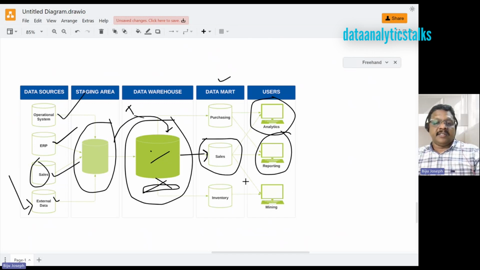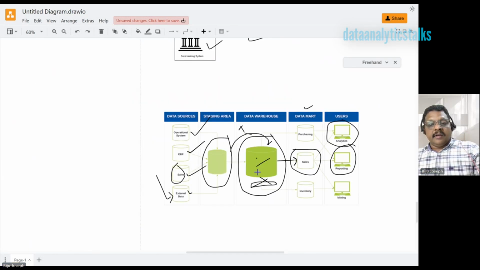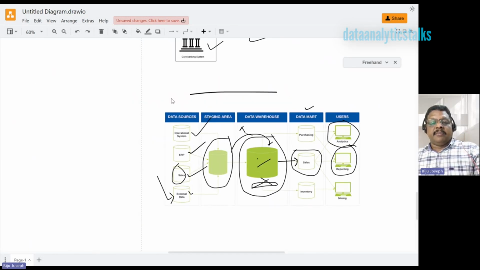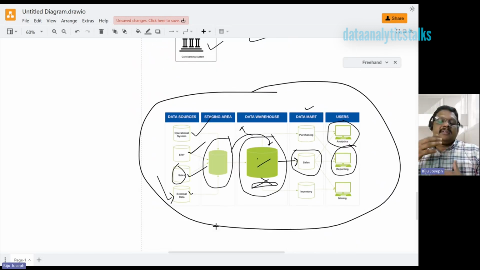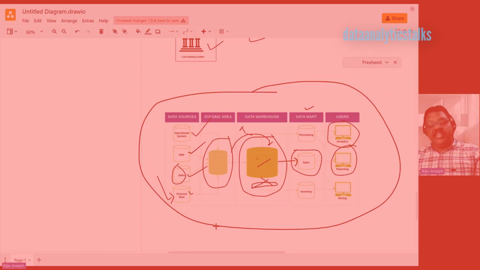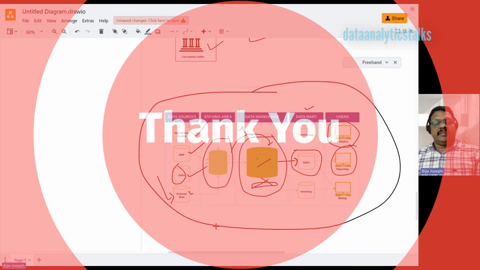So that's data mart. So we have seen, I hope now we have a good idea about data warehousing and data marts and the need for ETL. Okay, so now we'll understand more about ETL in the next session.